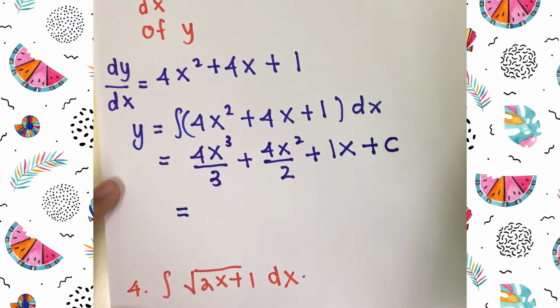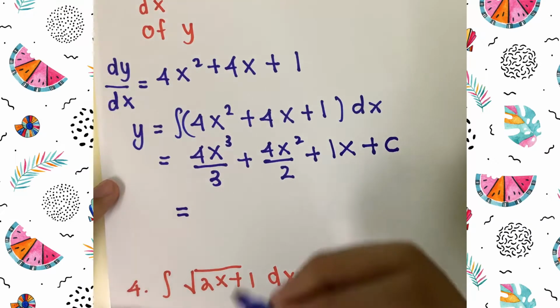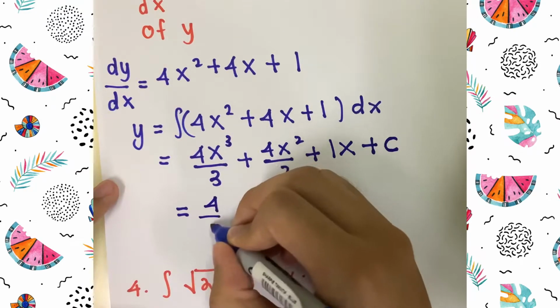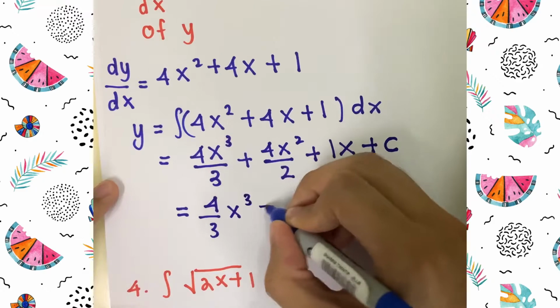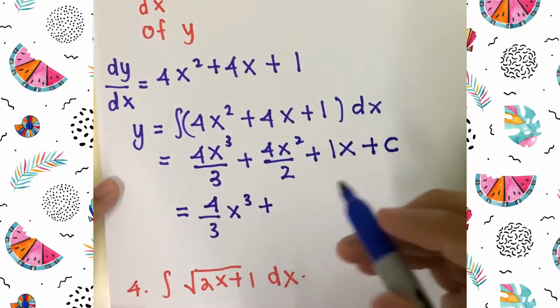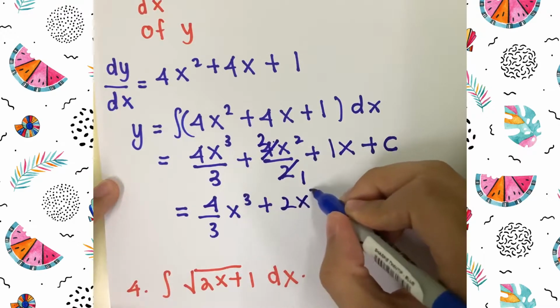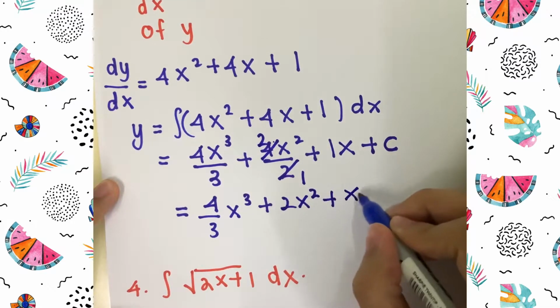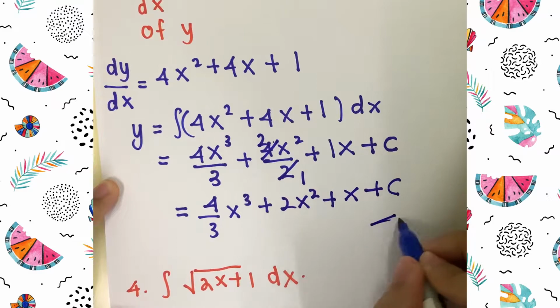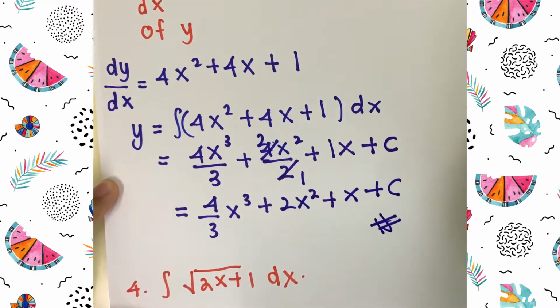So you are just going to end up with 4 over 3 x cubed. 4 over 2, you will get 2x squared plus x plus c. So that's your final answer.